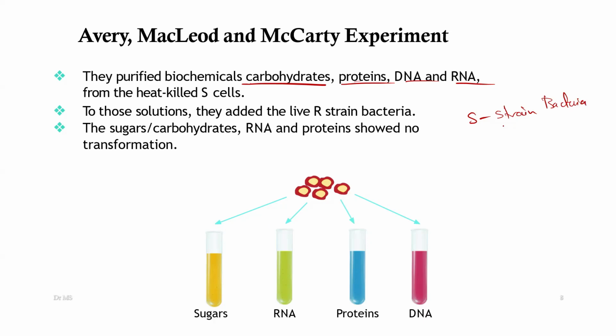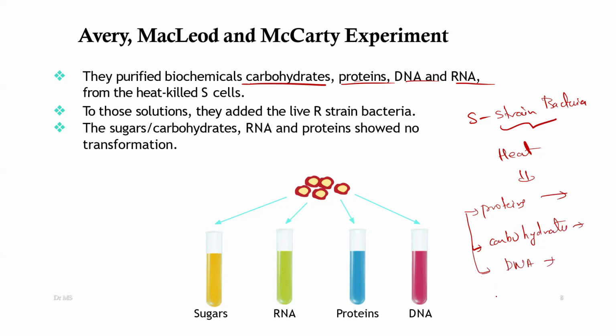After they took the S strain bacteria, they exposed it to the heat. After that, they took the proteins and the carbohydrates from this bacteria. They extracted these things: carbohydrates into one test tube, proteins into one test tube, DNA into one test tube, RNA into one test tube. These are the major biochemical things that are present inside the cell. So they extracted all these biochemical things into different test tubes: carbohydrates, RNA, proteins, and DNA.